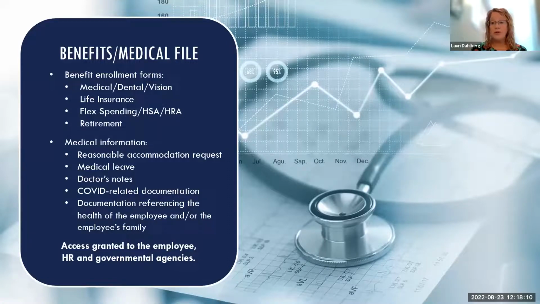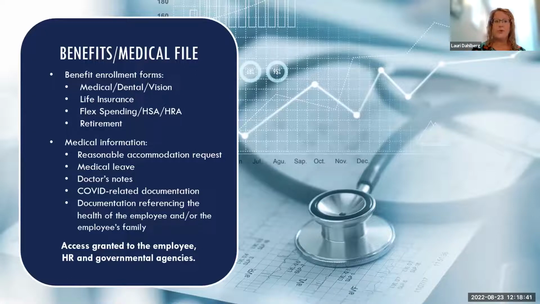The benefit medical file, so a separate file for benefit medicals, would include any type of benefit enrollment information. So if you have paper copy enrollment forms, then that documentation would go in here. That could be your medical, dental, vision enrollment forms or change forms. It could be life insurance enrollment forms and the COI that goes along with those if they're asking for an amount above a normal amount of coverage.